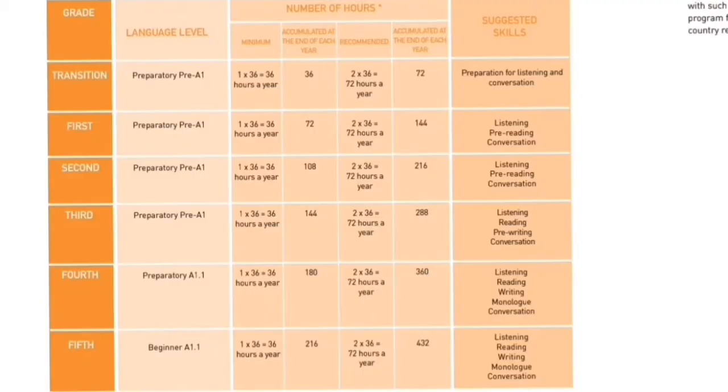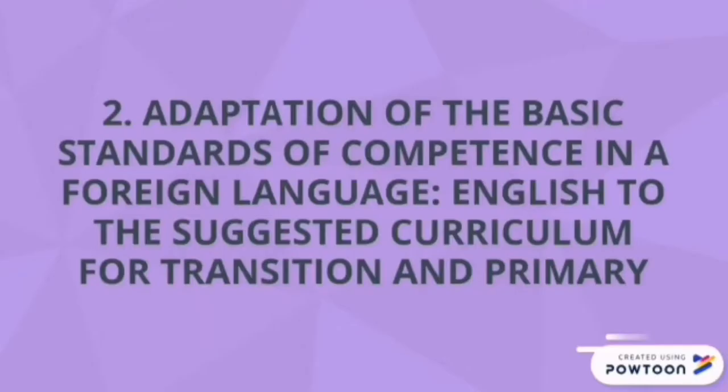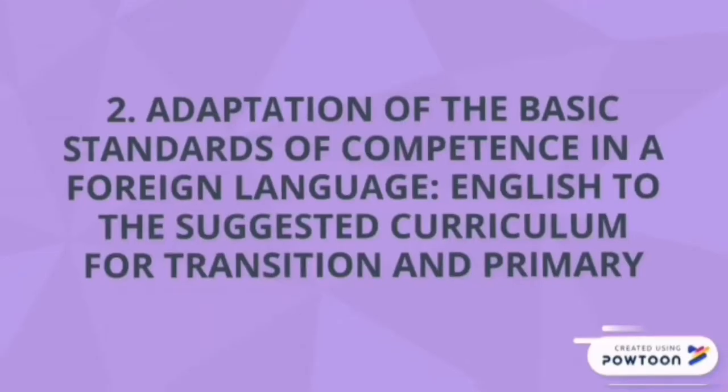In this rubric, we can find the representation of the language level corresponding to each grade, the number of hours, and the skills corresponding to each grade. 2. Adaptation of the basic standards of competence in a foreign language, English, to the suggested curriculum for transition and primary. This section indicates the language level proposed according to the CEFR.